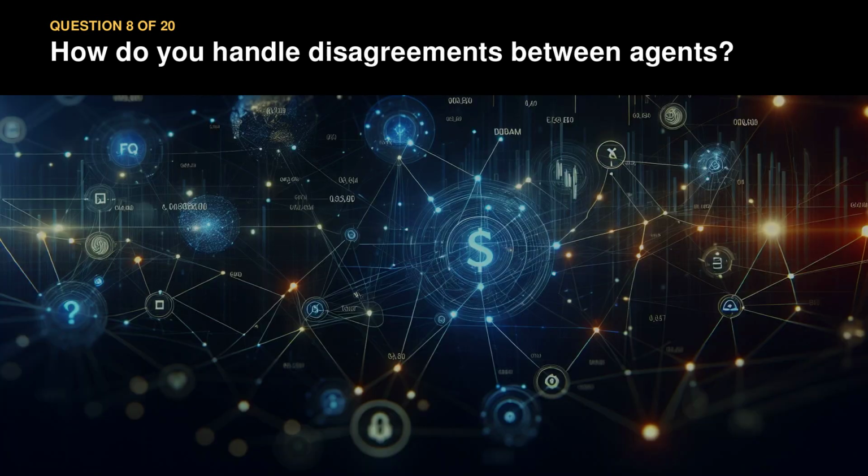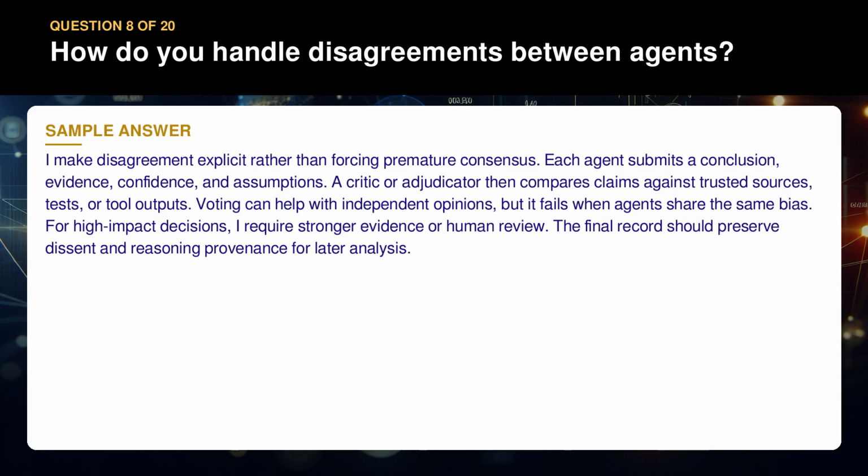Question 8. How do you handle disagreements between agents? I make disagreement explicit rather than forcing premature consensus. Each agent submits a conclusion, evidence, confidence, and assumptions. A critic or adjudicator then compares claims against trusted sources, tests, or tool outputs. Voting can help with independent opinions, but it fails when agents share the same bias. For high-impact decisions, I require stronger evidence or human review. The final record should preserve dissent and reasoning provenance for later analysis.